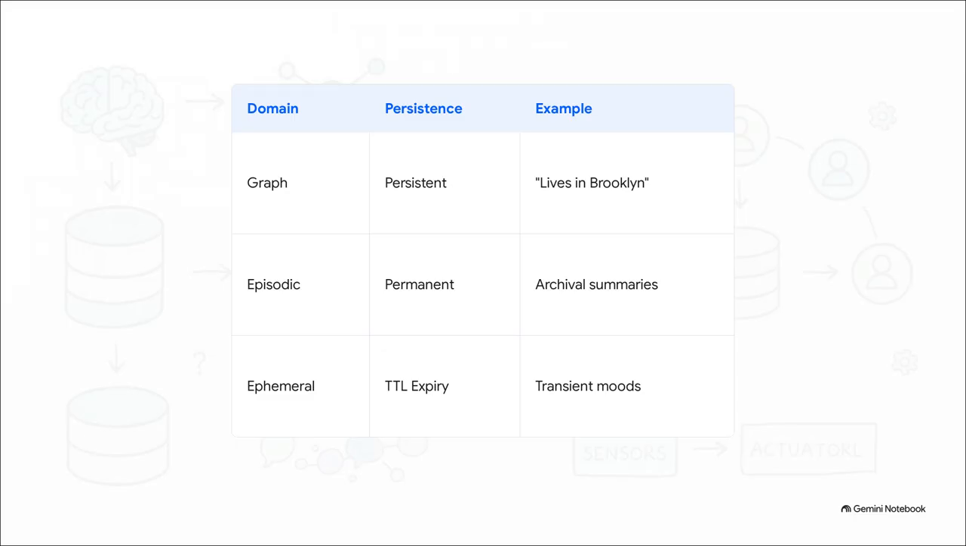So companion memory basically operates across three distinct domains. First, you have graph memory for persistent facts, things like Alice lives in Brooklyn. Second, episodic memory, which acts as an archival summary of past conversations. But the third one, ephemeral memory, that's the secret sauce. It uses a time to live, or TTL, expiration for things like transient moods. Like if you tell the AI you're feeling super stressed today, it shouldn't hold on to that fact forever. Using a database expiration mechanism keeps the long-term memory totally clean from outdated, short-lived feelings.